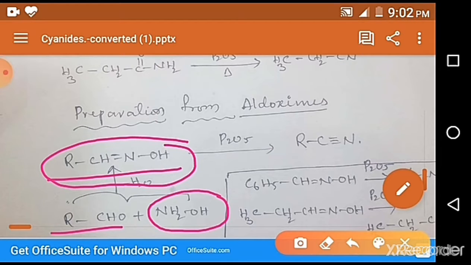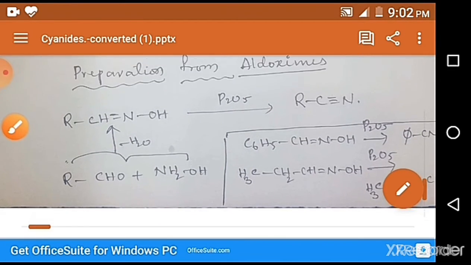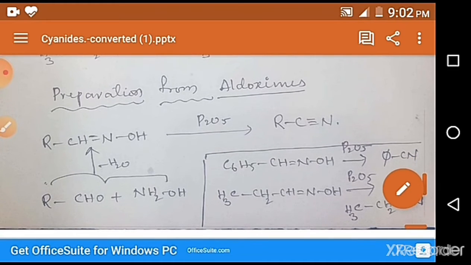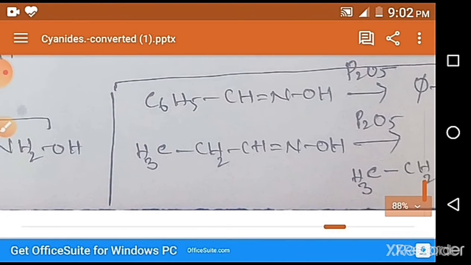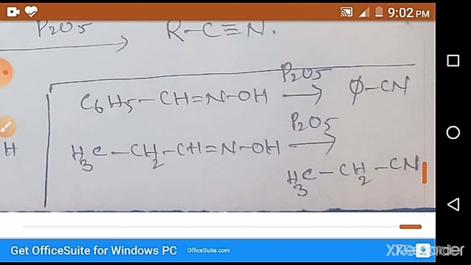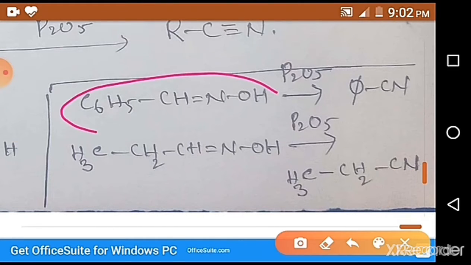If you take acetaldehyde, you get acetaldoxime. If you take benzaldehyde, you get benzaldoxime. In general, aldoximes. So when an aldehyde reacts with hydroxylamine, you see this is a benzaldoxime. Why? Because it is obtained from benzaldehyde and hydroxylamine. It is stable. This benzaldoxime, when it reacts with phosphorus pentoxide, undergoes a dehydration reaction, as in the previous case.